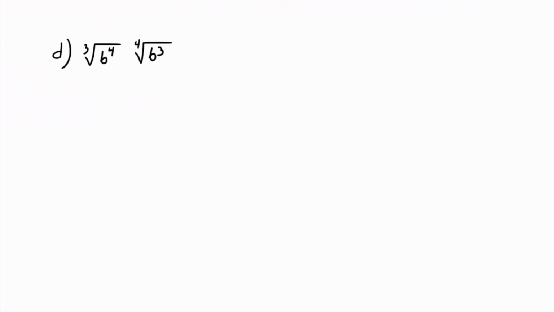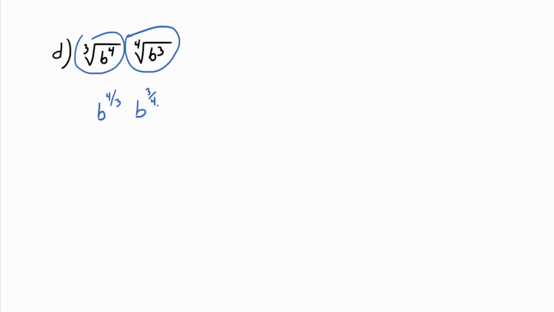The cubed root of b to the 4th times the 4th root of b cubed. What do you notice here? The indices are different. So that trick of combining into one big radical and multiplying the radicands, no, can't do it. What could you do? How could you rewrite the cubed root of b to the 4th? B to the what power? 4/3, right? That's this guy, right? What's this guy? B to the 3/4. You could use your knowledge now of rational exponents.